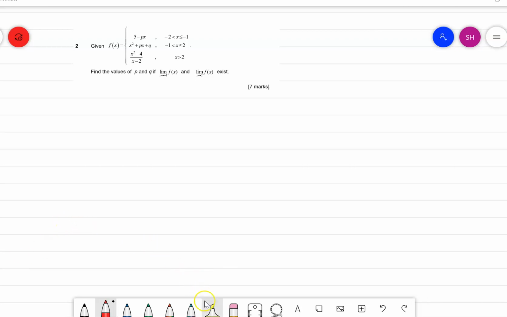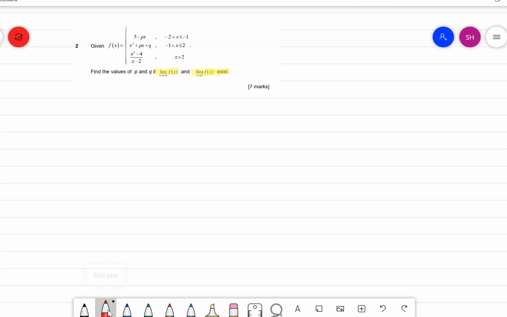Question 2, part B. Given this piecewise function, find the values of p and q if the limit of f(x) as x approaches -1 and the limit of f(x) as x approaches 2 exist. Alright, 7 marks. The keyword here is limit of f(x) as x approaches -1 and limit of f(x) as x approaches 2 exist. So, apa maksudnya?